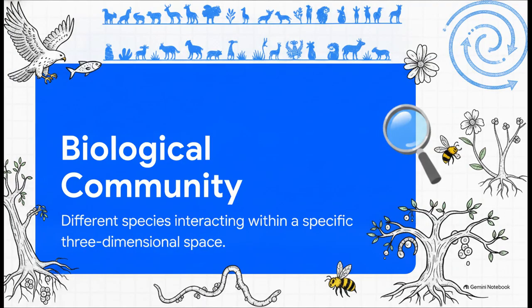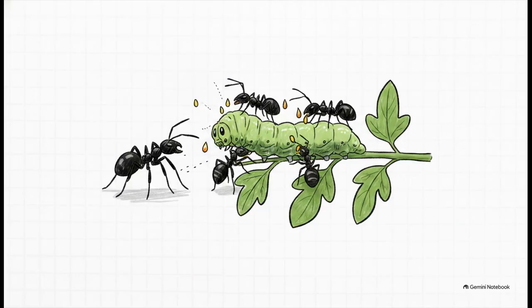While a population is just one species, a biological community shifts our focus to all the different species living within a shared area. Unlike a population, a community involves heterospecifics. That's just a fancy way of saying members of different species. At this level, ecologists are looking at how all these different species actually interact with one another in their three-dimensional space. We're talking about intense interactions like predation, parasitism, or mutualism. And this is where things get really cool.